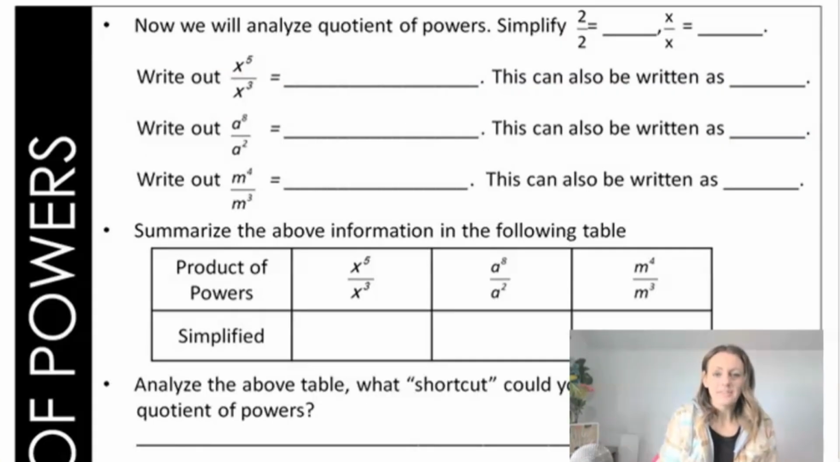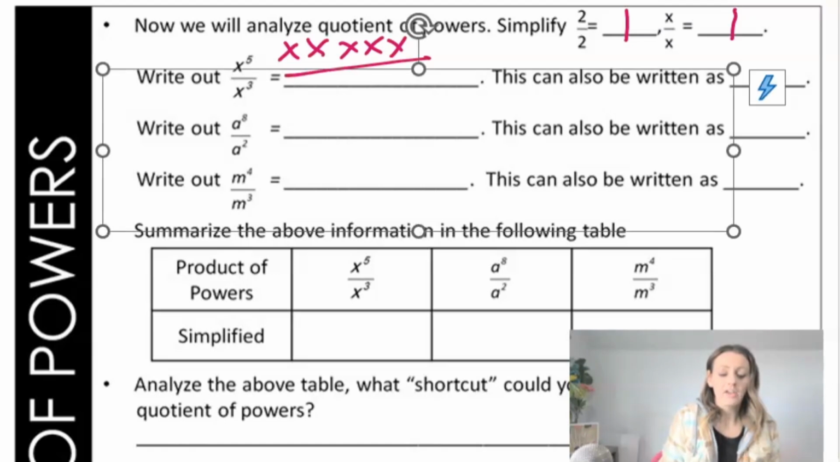So this is the same thing with dividing fractions. You're going to maybe need to review that anything divided by itself equals 1. So for example, 2 divided by 2 equals 1, x divided by x equals 1. Right? So we're going to write this out. X to the 5th, that means that there's 5 x's on top and that there's 3 x's on bottom. And we are going to simplify this.